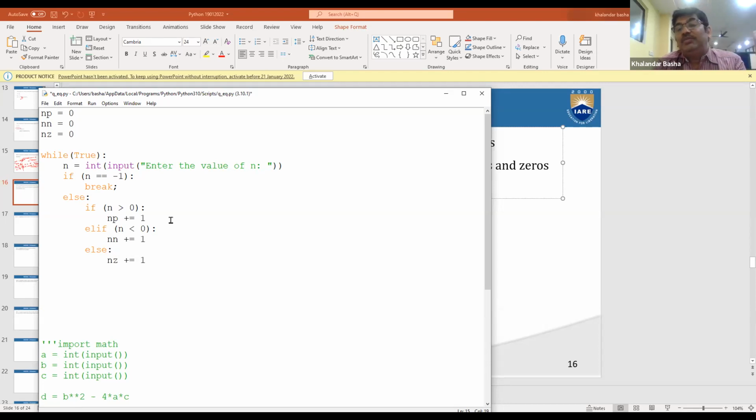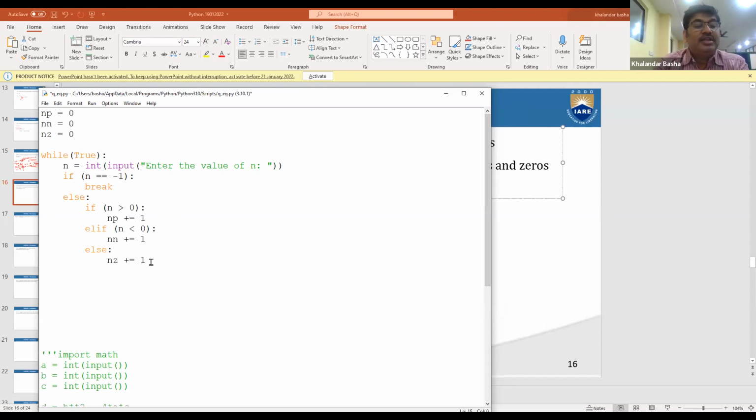So this loop will be executed an infinite number of times. When will it be terminated? Here we wrote a break statement. Whenever the entered value is -1, break, that means it will come outside of the while loop. If the entered number is not -1, then it is checked whether the given number is a positive number, negative number or 0. Depending upon that, the corresponding count will be incremented.